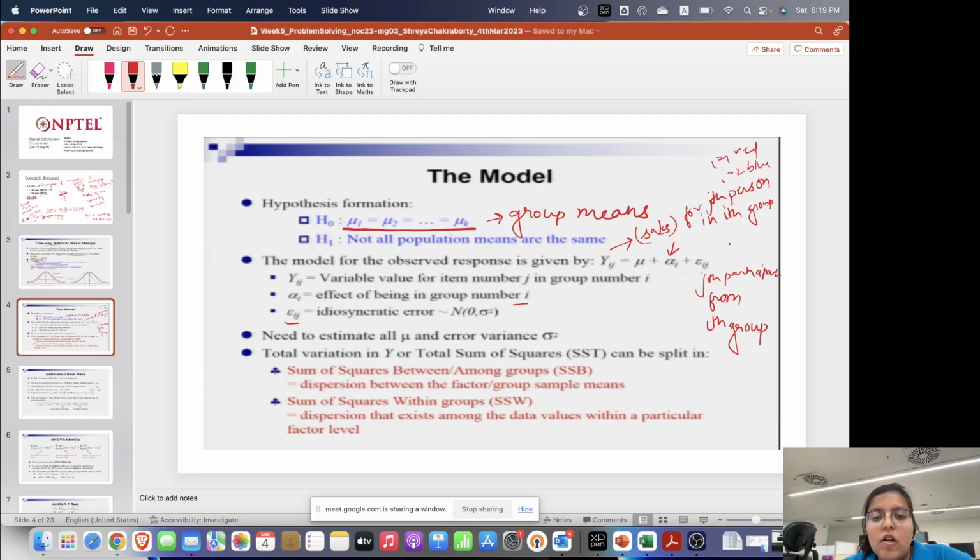So what we have to do, we have to estimate all mu and the error variances. As I was saying, in ANOVA the concept is the total sum of squares, SST, can be split up into the dispersion between the factors or the group mean samples and the sum of squares within groups, that is the dispersion that exists among the data values within a particular factor level or group.